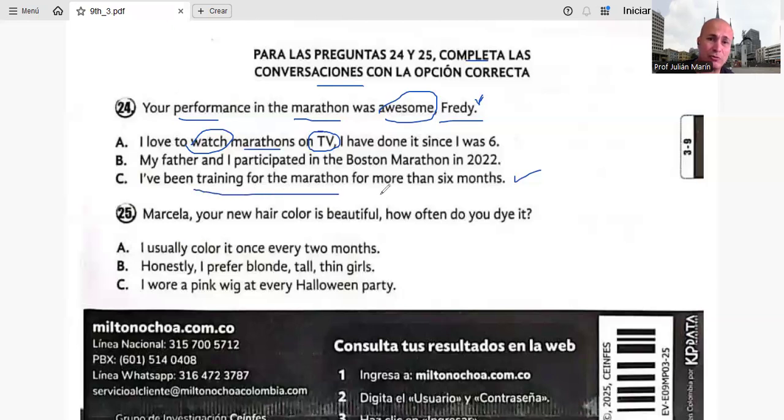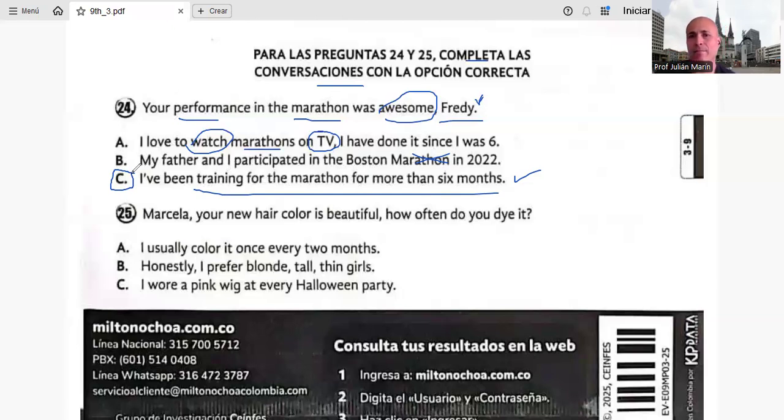If he has been training for 6 months, it was intended for this specific marathon, and his performance is just a logical result. So we can cancel A and B, even though marathon was mentioned in those two, and the correct answer will be C, the most coherent one.